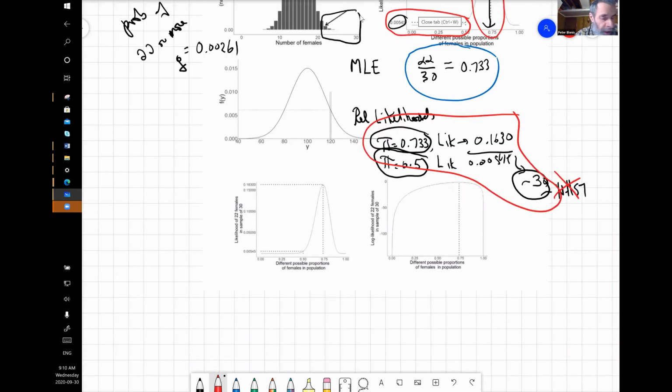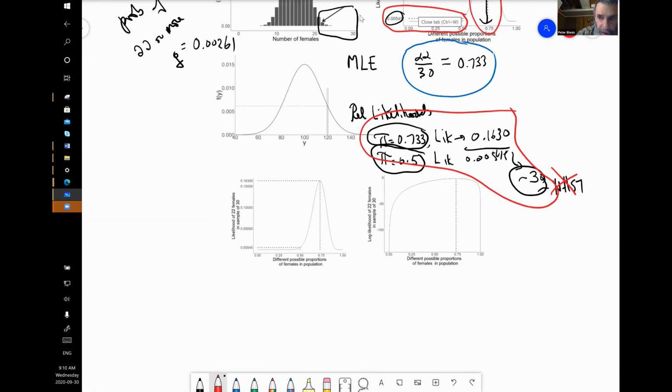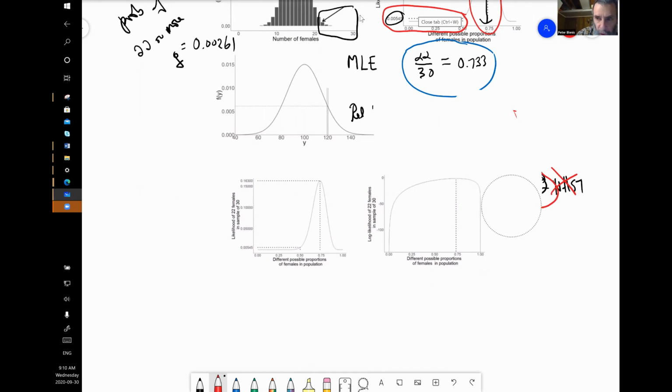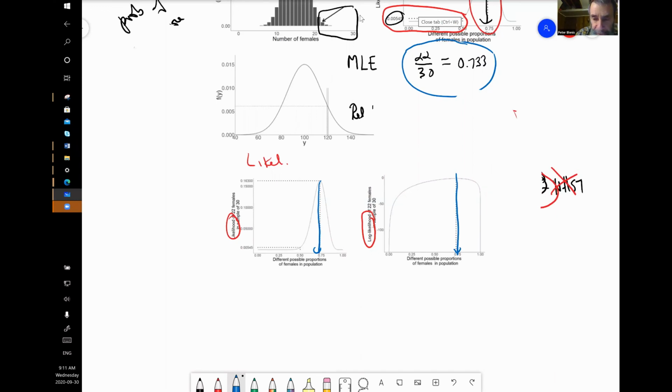Next thing I want to talk about is log likelihoods. So here's the likelihood function once more. Right here, there's our likelihood function. And in practice, instead of doing the likelihood function, what we oftentimes do is take the logarithm of the likelihood function. So it gives us a very different shaped curve. But if we think about where the likelihood is maximized, it's 0.733 in both instances.